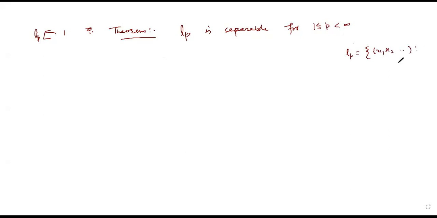x2, such that xi belongs to K and summation |xi|^p, i runs from 1 to infinity, is less than infinity. So we're going to show that LP is separable. Proof.